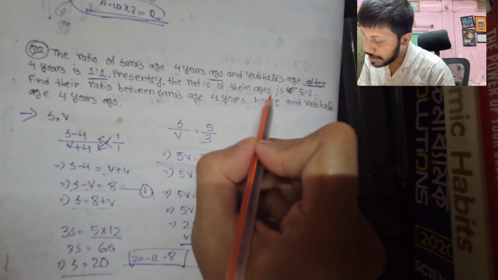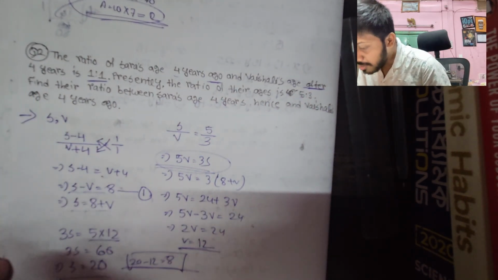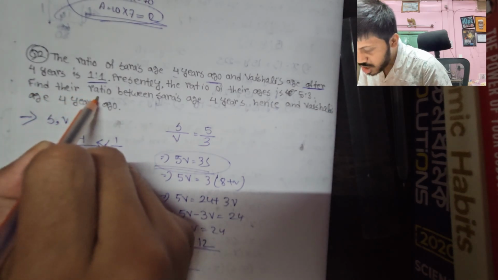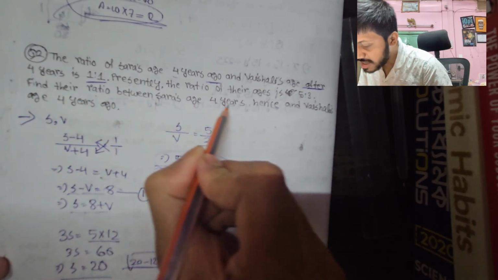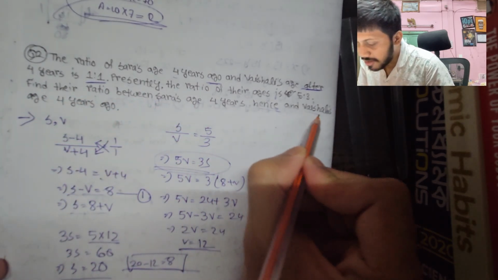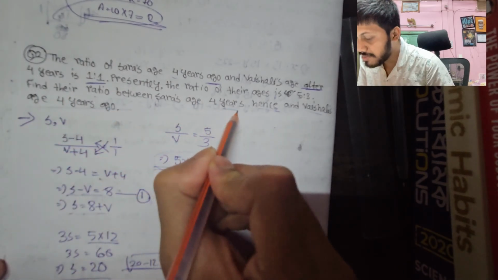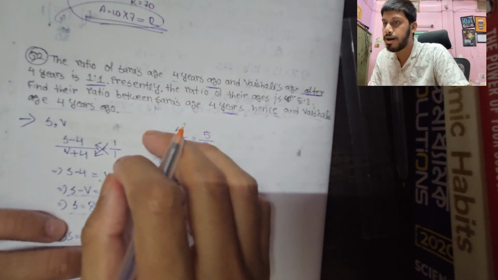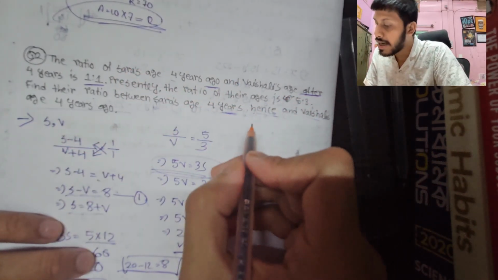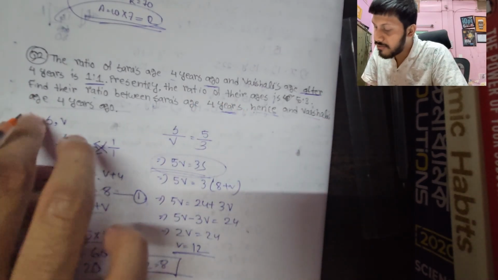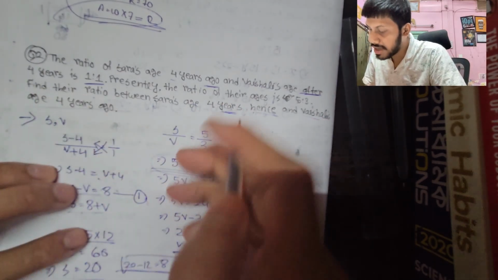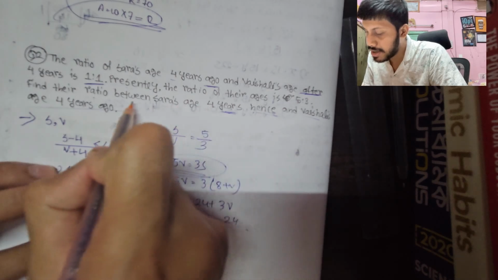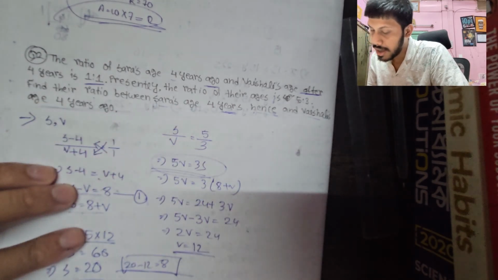Now they ask, and it's a bit complicated, you need to pay attention to the question. Find the ratio between Sarah's age 4 years hence and Vaishali's age 4 years ago. Hence means after 4 years, since 4 years. Hence you can also take it as since. So since present 4 years, after 4 years, Sarah's age, and ago 4 years, Vaishali's age.